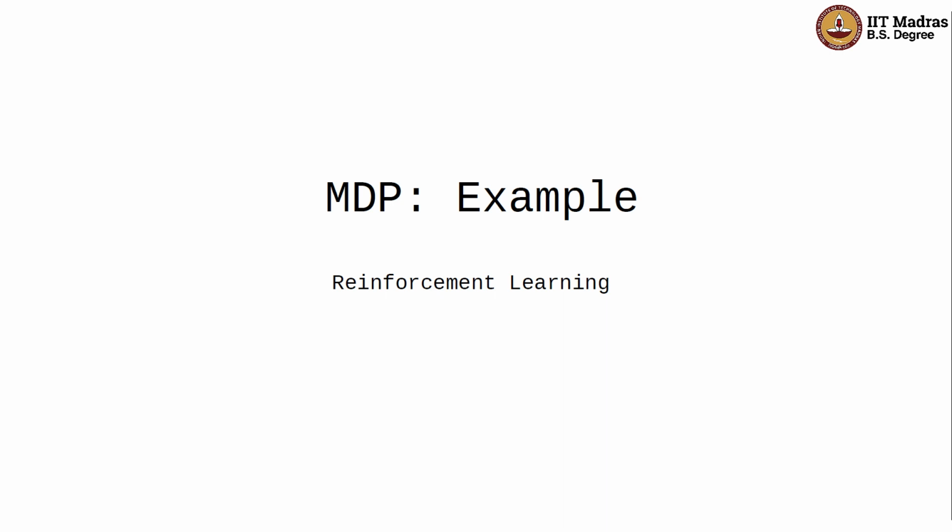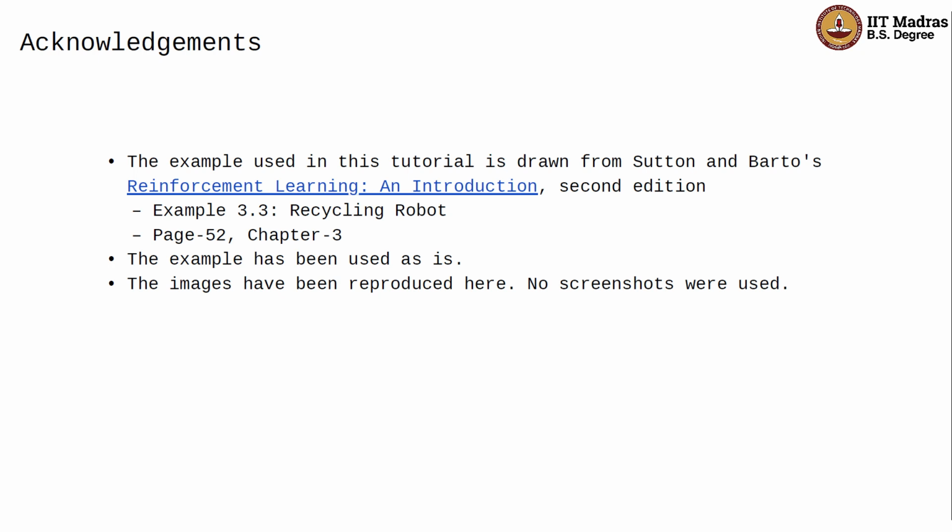Now let's look at an example of a Markov decision process. This particular example has been borrowed from Sutton and Barto's reinforcement learning textbook. It's on page 52 of the third chapter, example 3.3. The example has been used as is, so no changes have been made, and whatever images were used in the textbook have been reproduced here. No screenshots have been taken; they have been reproduced from scratch.